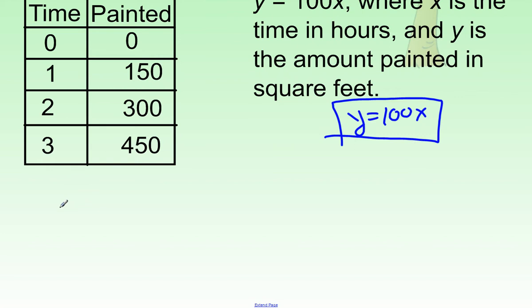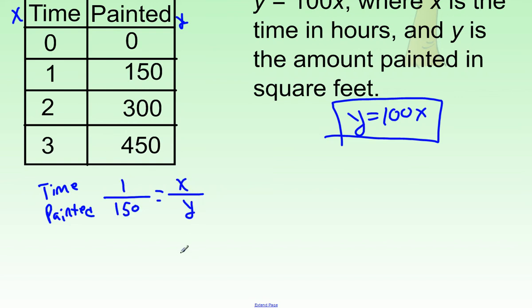So Matt's, let's see. Well, this is our x, and this is our y. I'm going to use that proportion because this is a proportional relationship, because it's constant. So if I say time and painted gives me, I'll pick a value that's not the zeros, because the zeros don't help me out here. So 1 unit of time is 150 painted, x, y. Cross multiply: 1y equals 150x. And if I divide by 1, I'm going to get the same thing. Y equals 150x.